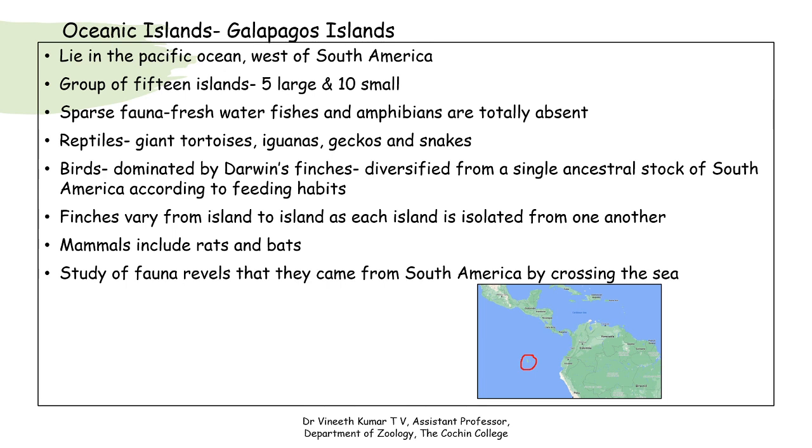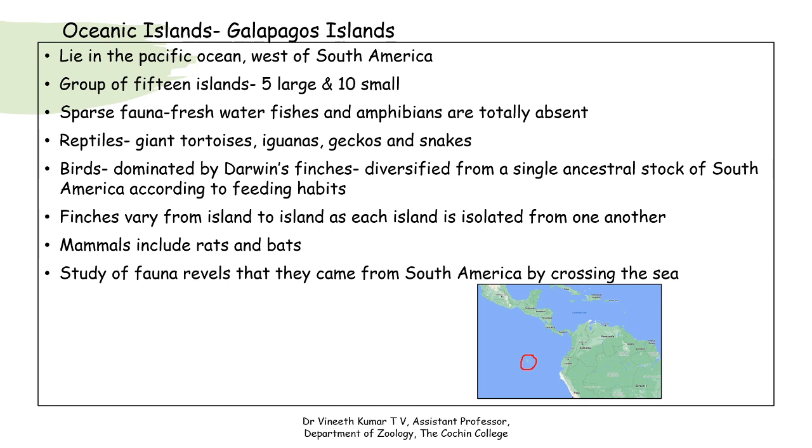Now, you cannot compare one finch with another, but all the finches existing in the Galapagos Islands have evolved from a common stock present in South America. So the finches vary from island to island, as each island is isolated from the others. The mammals include rats and also bats.